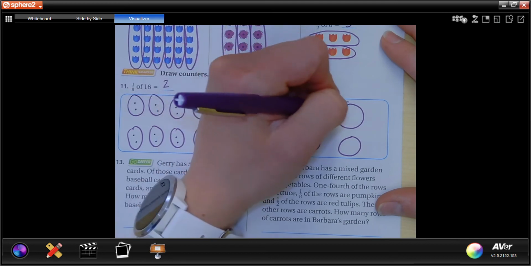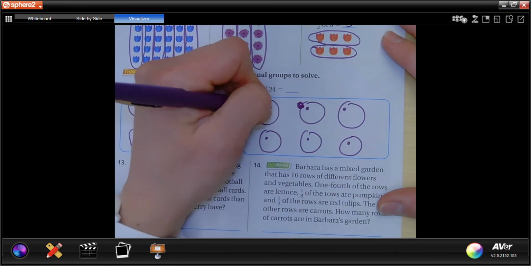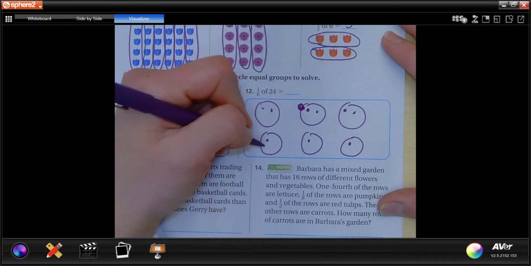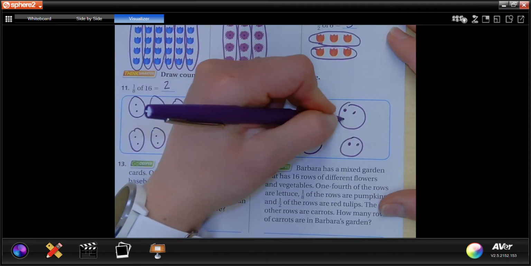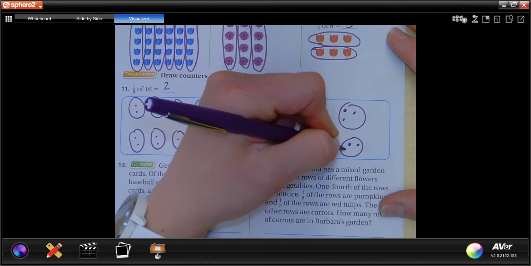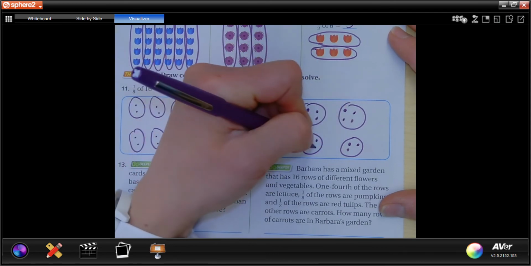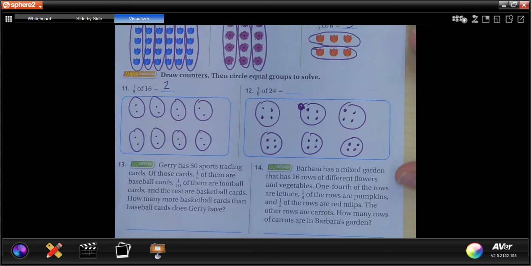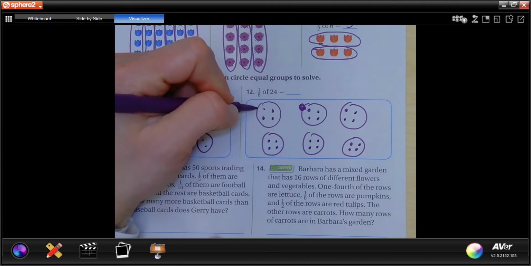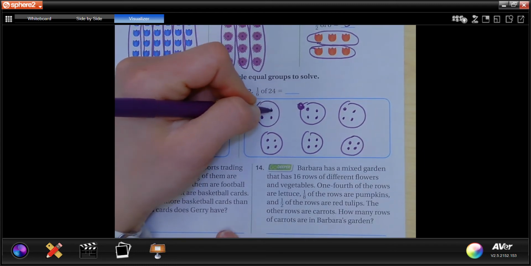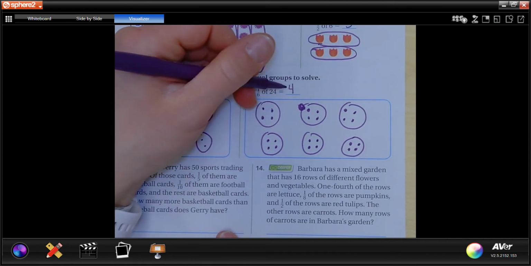Okay, 2, 3, 4, 5, 6, 7, 8, 9, 10, 11, 12, 13, 14, 15, 16, 17, 18, 19, 20, 21, 22, 23, 24. How many are in one of these 6 equal groups? 1, 2, 3, 4. 1/6 of 24 equals 4.